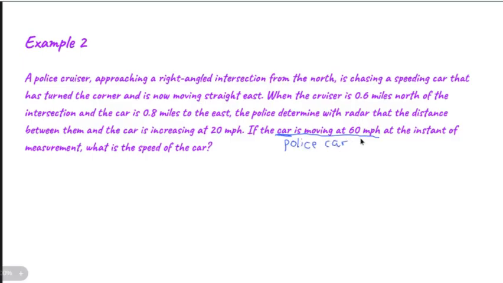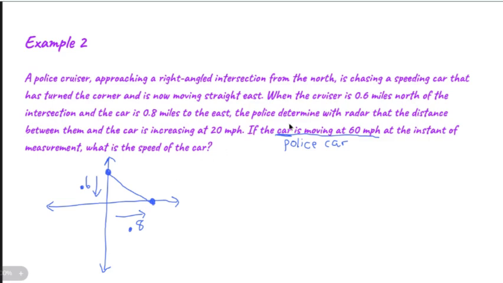Now, this problem would best be illustrated if we drew it out on a coordinate plane. I'll draw my little arrows so my Calc 3 professor doesn't take off. So we have a police car heading south. The instantaneous position it gives us is 0.6 miles. And the car is heading east, and it is 0.8 miles.